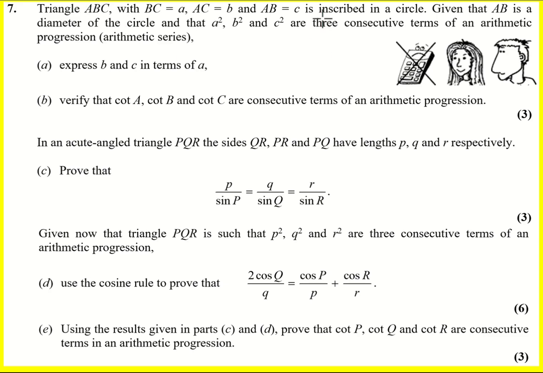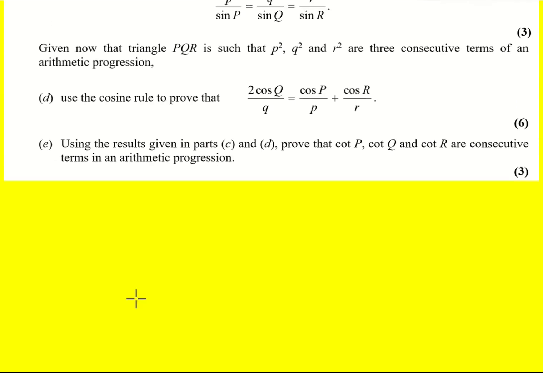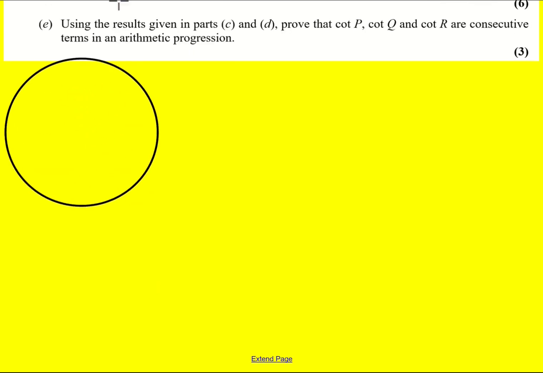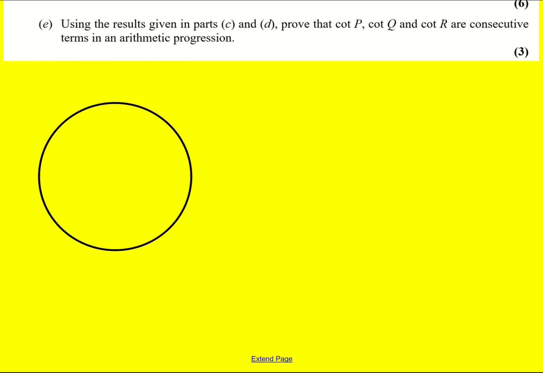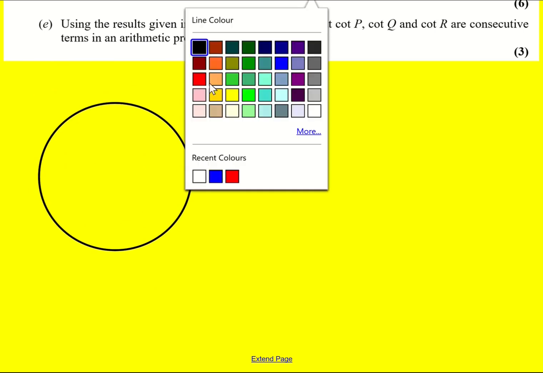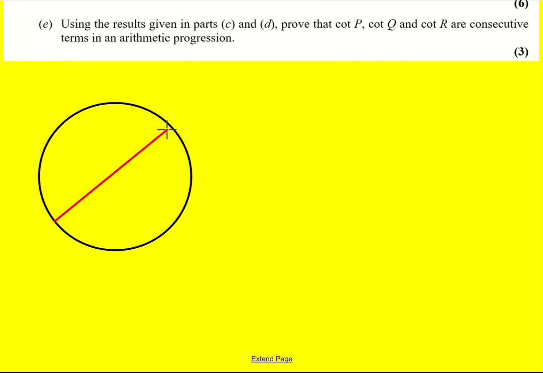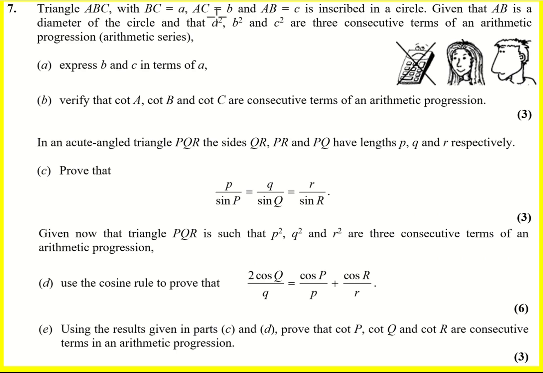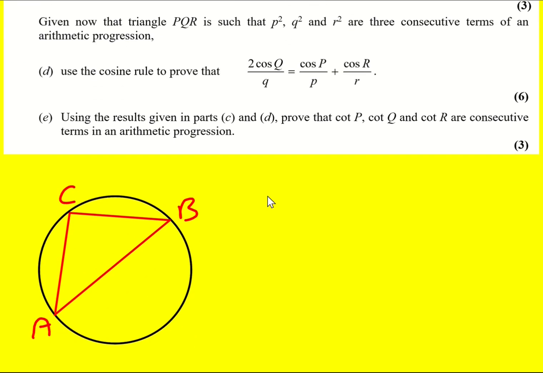We're told that we have a triangle inscribed in a circle and that AB is the diameter. So first things first, let's sketch that. Okay, maybe it looks a little bit like this. A, B, and C. And the question says that BC is equal to a, AB is equal to c, and CA will be b.